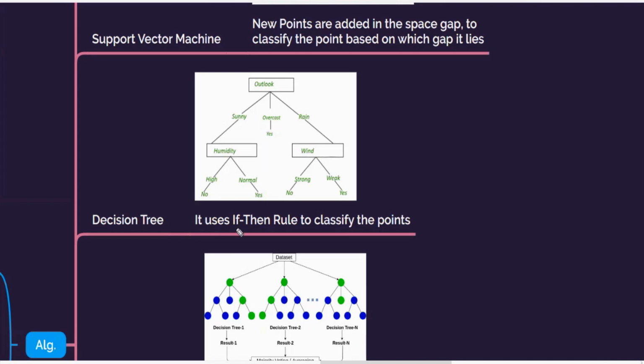So it uses if-then rules to classify the points. Finally, we will have only one answer, either yes, you are allowed to go, or no, you are not allowed to go. We can use it for classification also, either it is a dog or it is a cat. Like that, we can come to a conclusion.